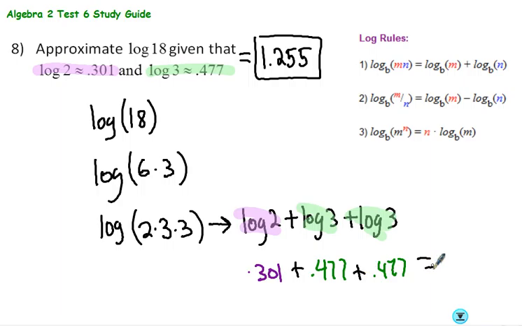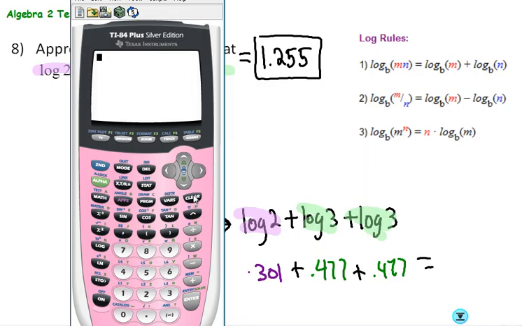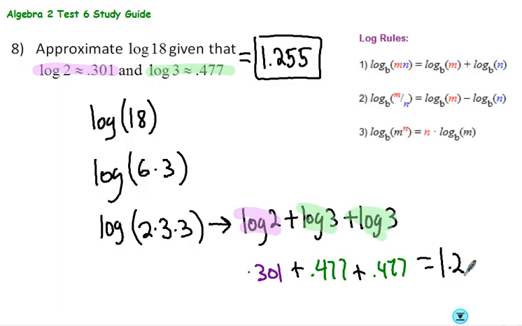So if I added all those terms up, and again we'll get out the calculator here to take a look, 0.301 plus 0.477 plus 0.477, 1.255.